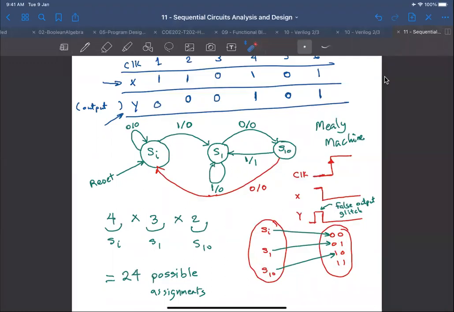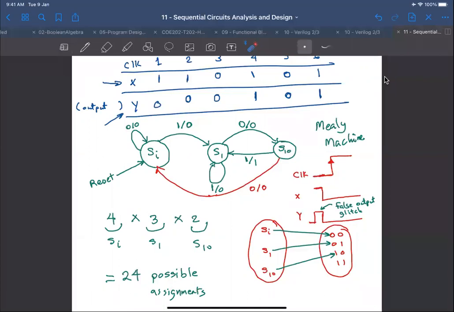So in general, SI has 4 possibilities, then S1 has 3 remaining possibilities, and then S10 will have 2 remaining possibilities. If you multiply them out, you get 24 possible assignments, and each assignment will result in a different circuit eventually. One of the problems of the Mealy machine is what we call the false output or glitches in the output.